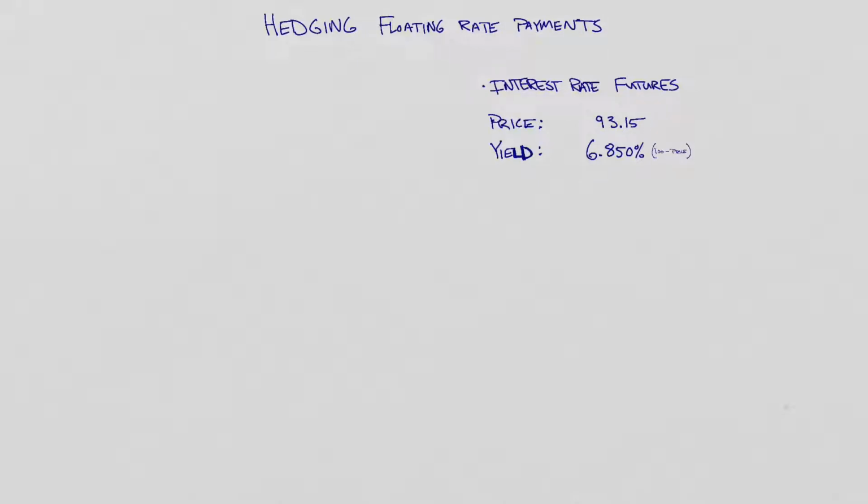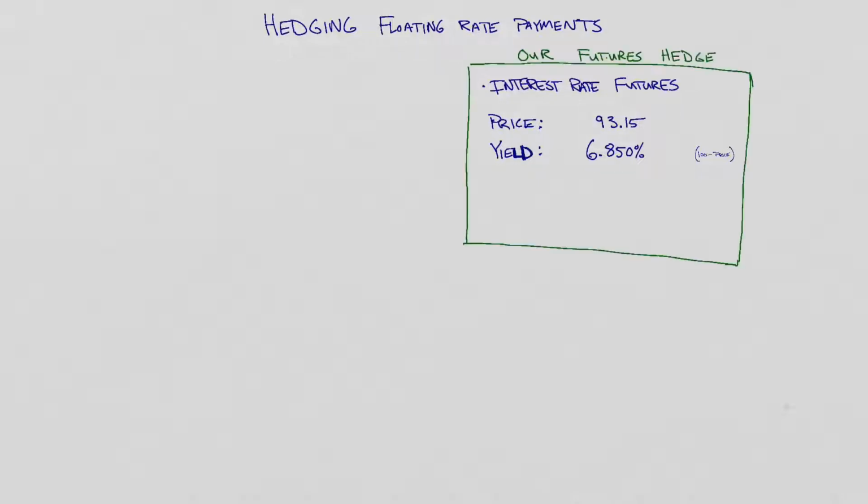We get this number here. This is an annualized yield. 6.85% is an annual number. When it comes to futures contracts, we take 100 minus the price and we get a number that's already annualized. So we're going to use this futures contract as our futures hedge. This is going to be one side of the equation, so to speak, because on the other side, we're going to have our underlying bond.